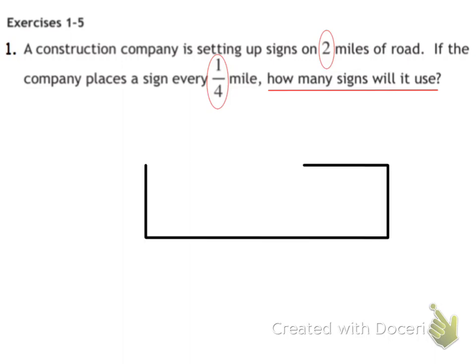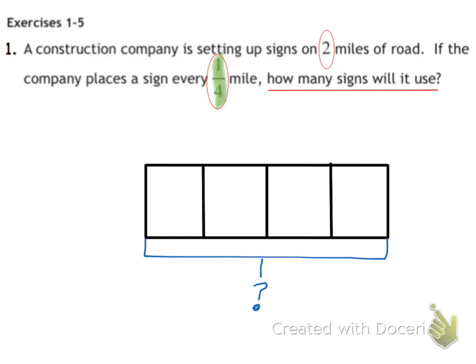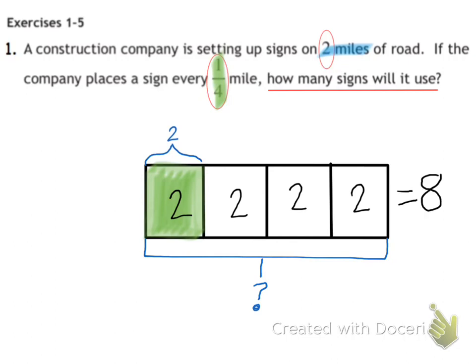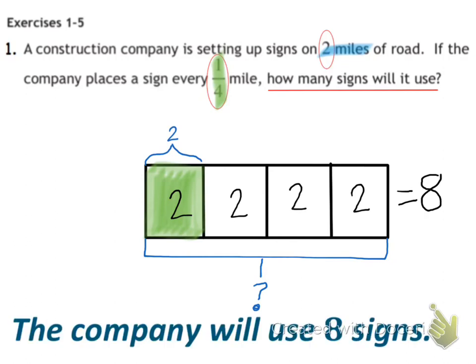So we start by doing a tape diagram, labeling the unknown, and I'm going to partition this tape diagram into 4 parts and shade in 1 out of 4 to show 1/4. I know that the shaded region equals 2. And because it's only 1 unit, it makes it a little easier, right? The value of 1 unit is the value of all units. They all have the same value. So now I have enough information to tell you how many signs it will use. Because 2 times 4 is 8, and the company will use 8 signs.